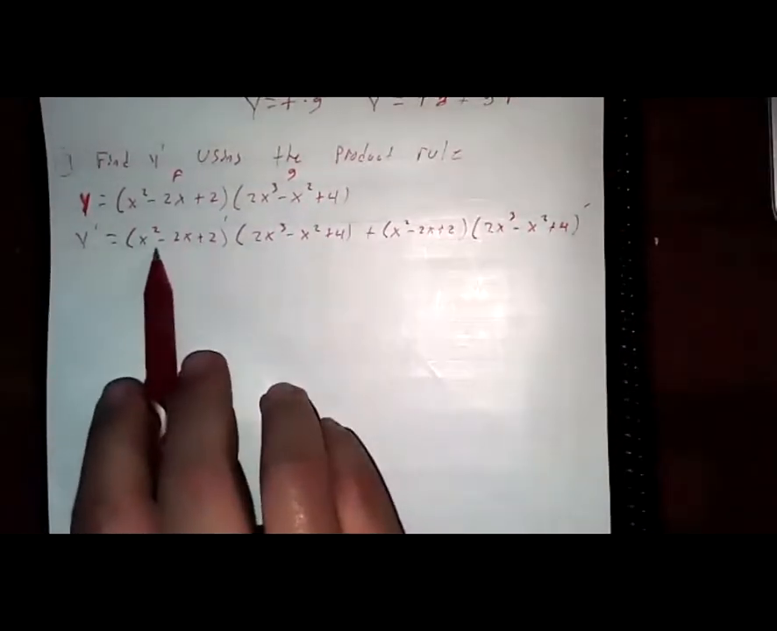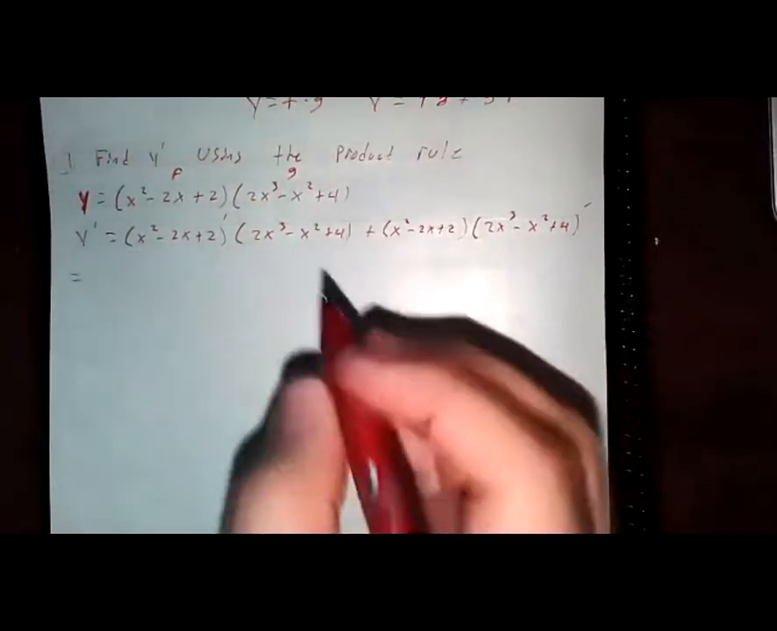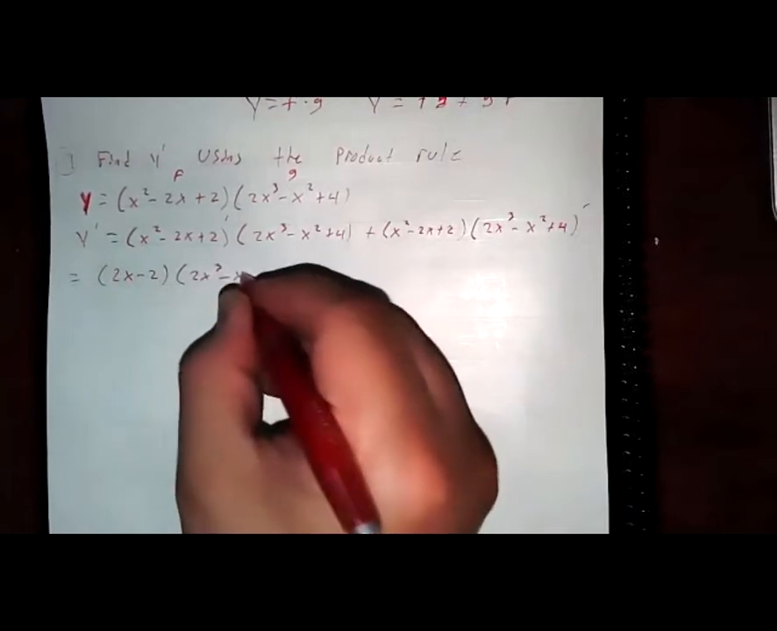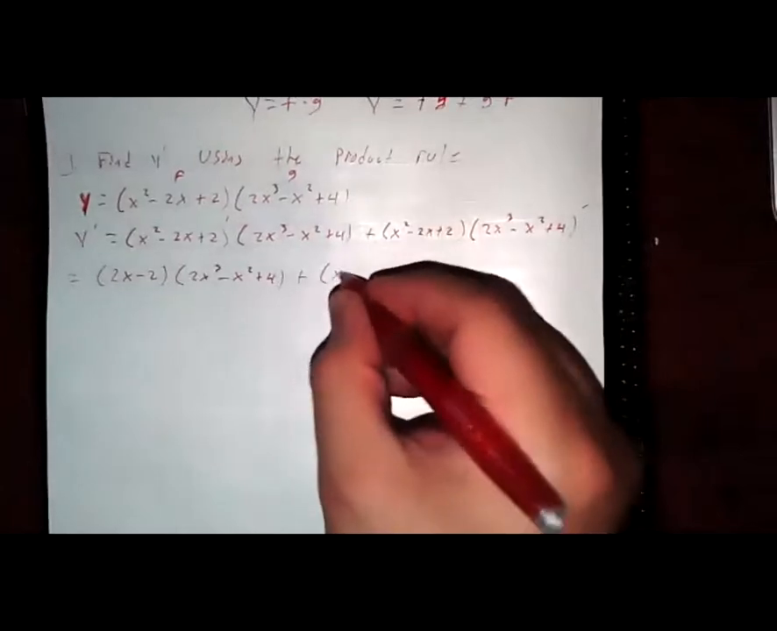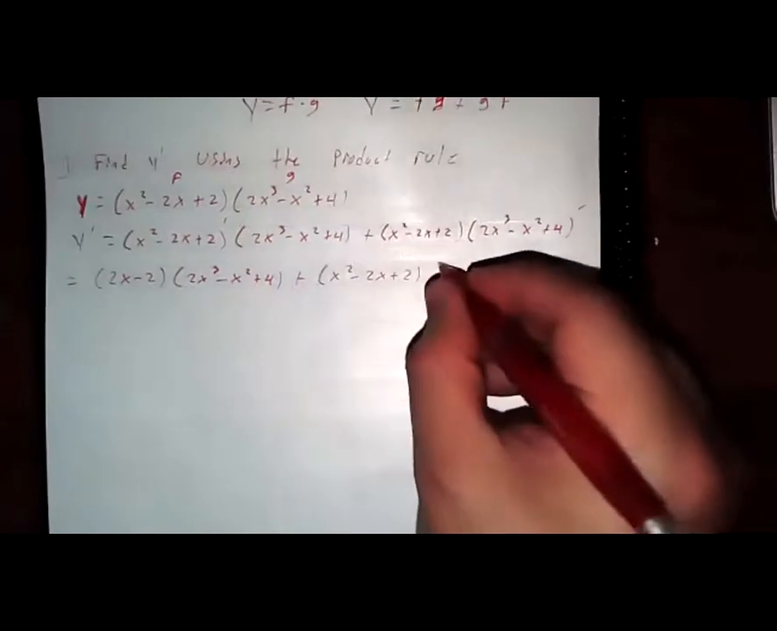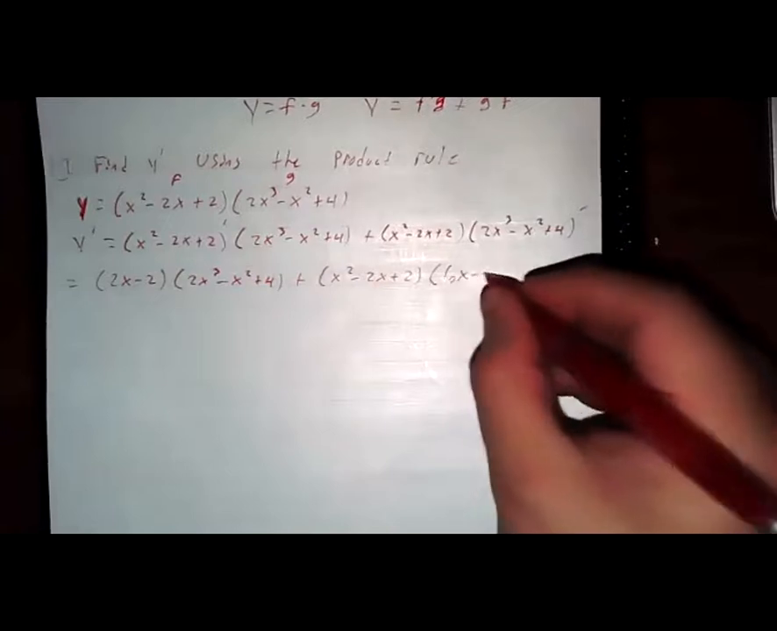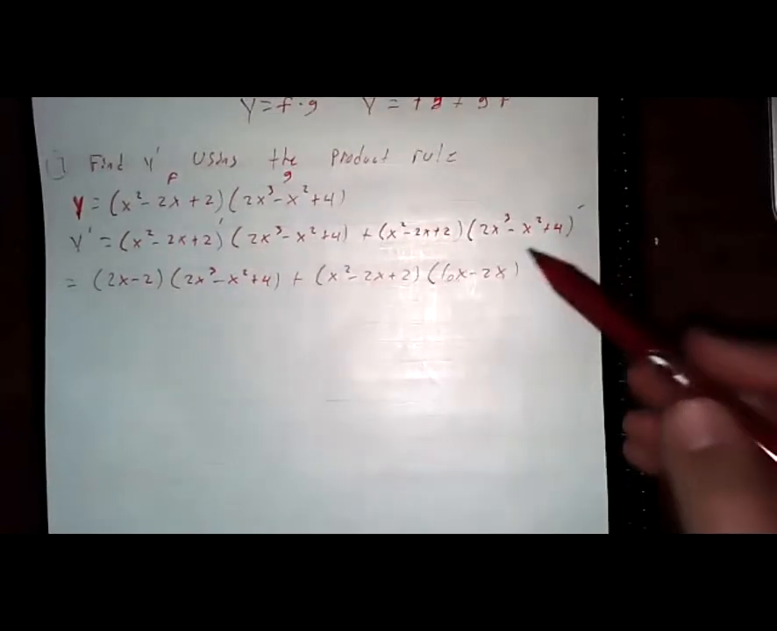So what is this derivative here gonna be? 2x minus 2. Yeah, 2x minus 2. That's right. Times the second part, so that stays the same. What is this derivative here? 6x minus 2x. Yeah, there we go. I forgot the square and the 6x. 6x squared minus 2x.